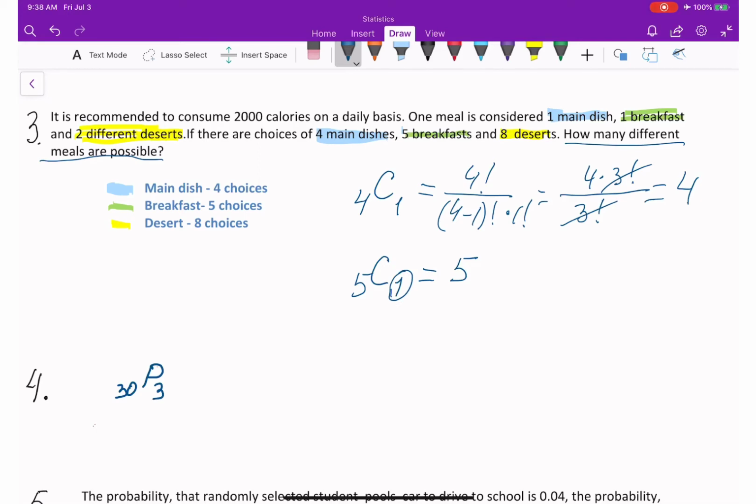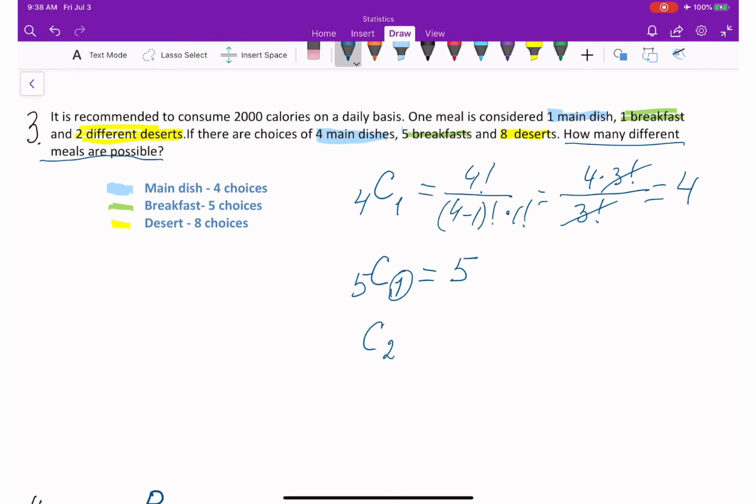Now a different story is going to be with dessert. Since we have 2 desserts out of 8, this is going to be 8 factorial over 8 minus 2 factorial and times 2 factorial. So which means 8 minus 2 is 6 factorial, and 8 I'm opening till 6.